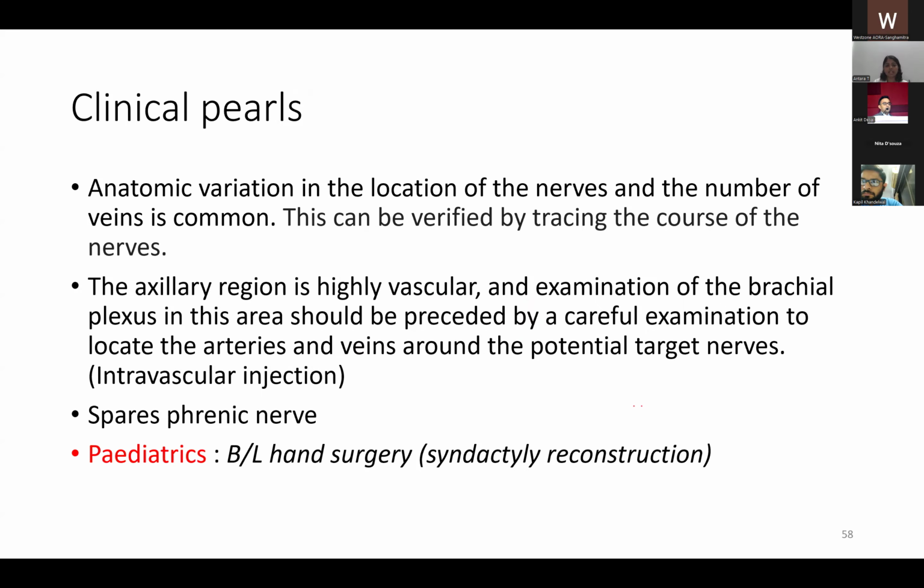In the axillary region, there are anatomical variations in the location of the nerves and the number of the axillary veins. The location of the nerves can be verified by tracing the course of each nerve. The axillary region is highly vascular, and the examination of the brachial plexus in this area should be preceded by a careful examination to locate the arteries and veins around the potential target nerves, because there is a very high risk of intravascular injection in this area, in these blocks.